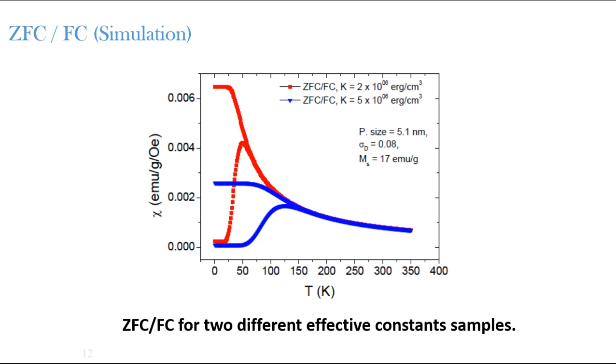This is because TB is directly proportional to K. If we increase the K value, the effective anisotropy constant, the TB shifts to high values. So that is needed for the small particles, and for this simulation we have only changed one parameter, K, and the particle size is fixed to 5.1 nanometer.